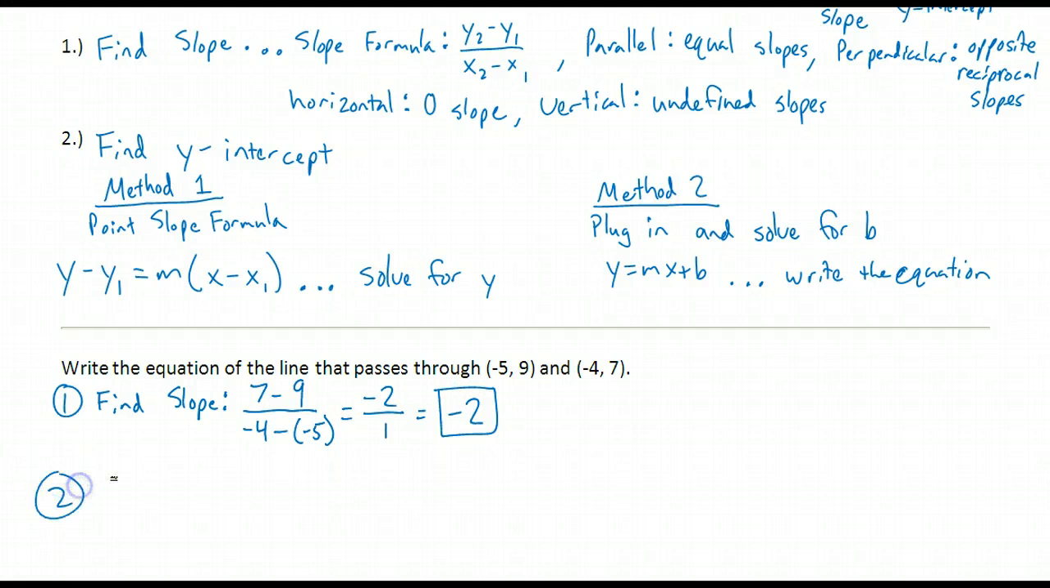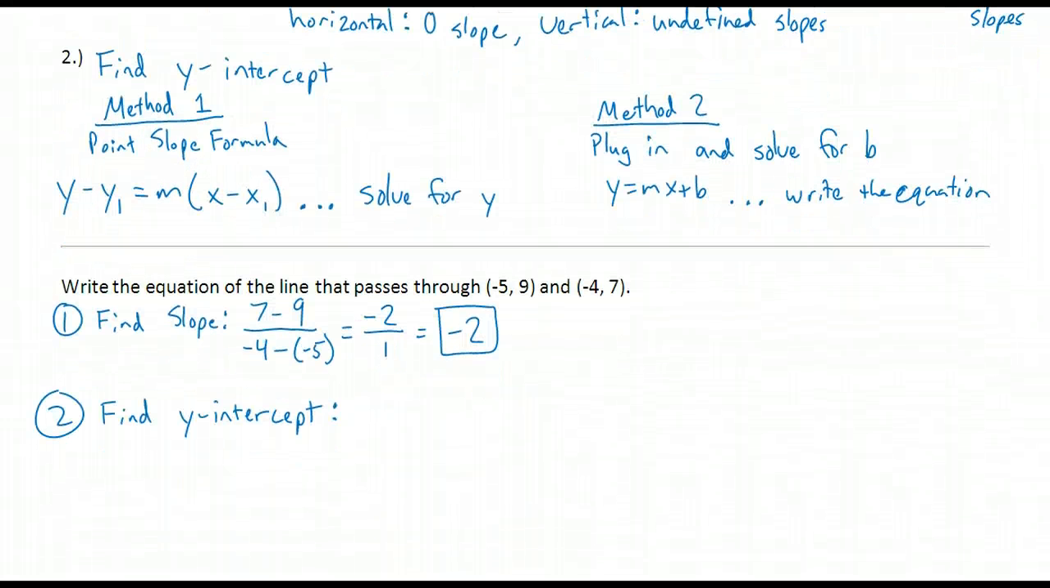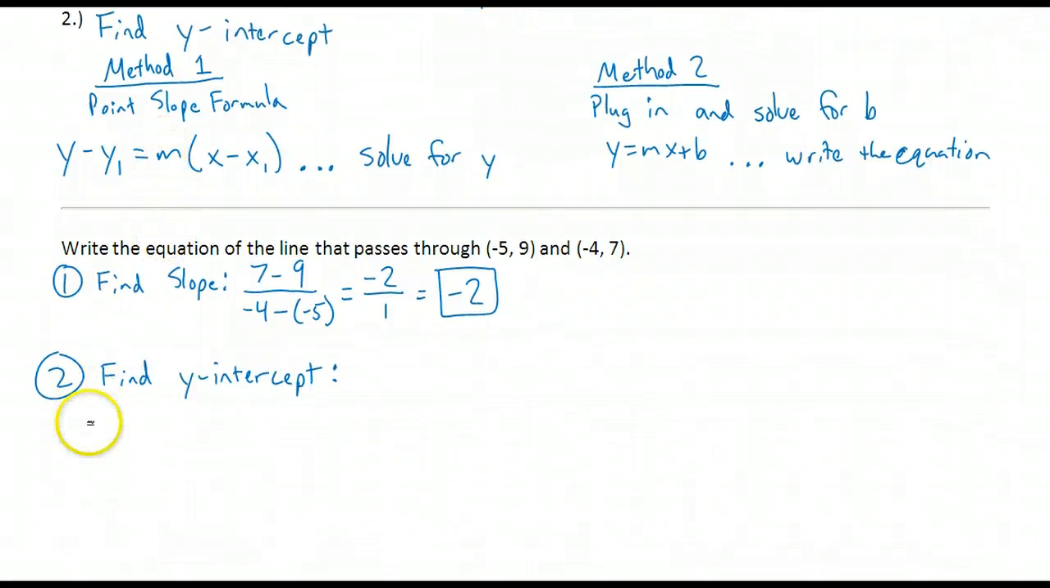Step 2, we need to find the y-intercept. Now I can use either method, method 1 or method 2. For this example, I'm going to pick method 1. I'm going to take the formula y minus y1 equals m times x minus x1, and I'm going to plug in the information that I know.